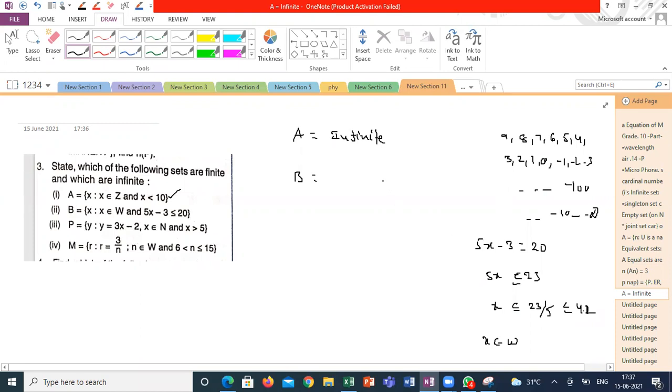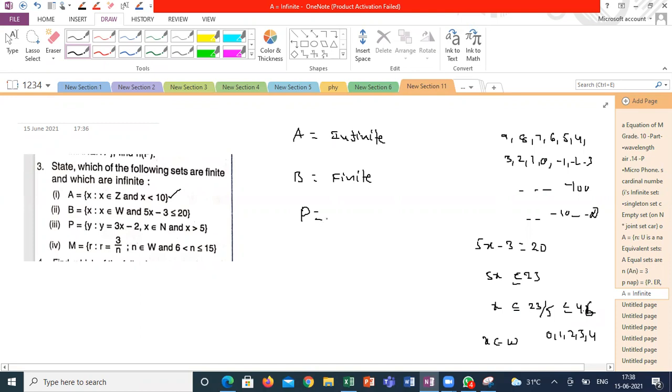So 0, 1, 2, 3, 4. So it's finite. Yeah, 4.6. So the set is 0, 1, 2, 3, 4. So 5 elements. Yes, sir. So what about P? Finite or infinite?